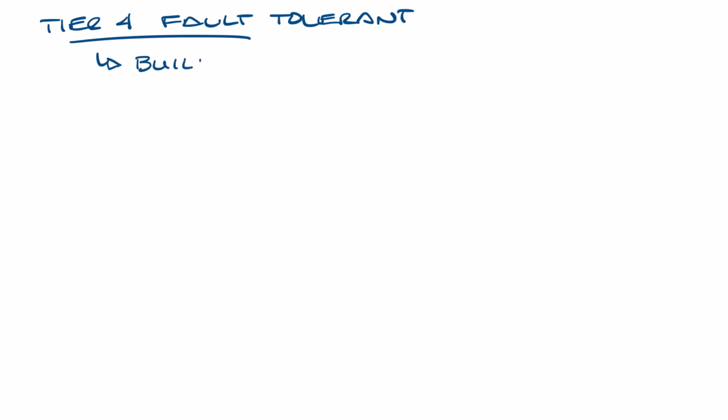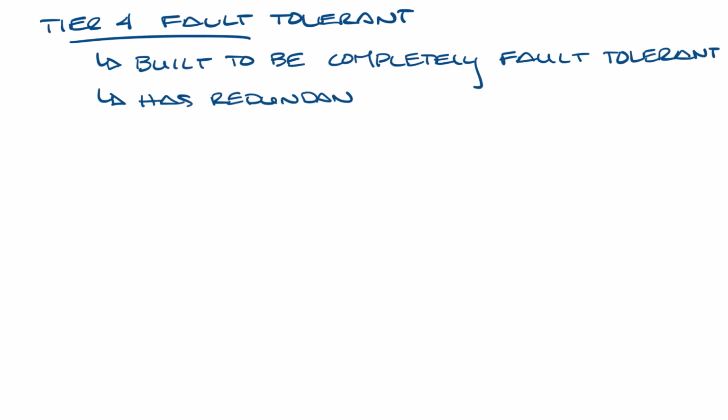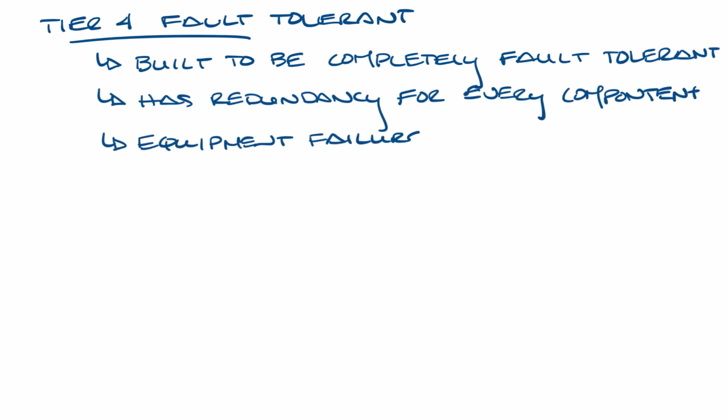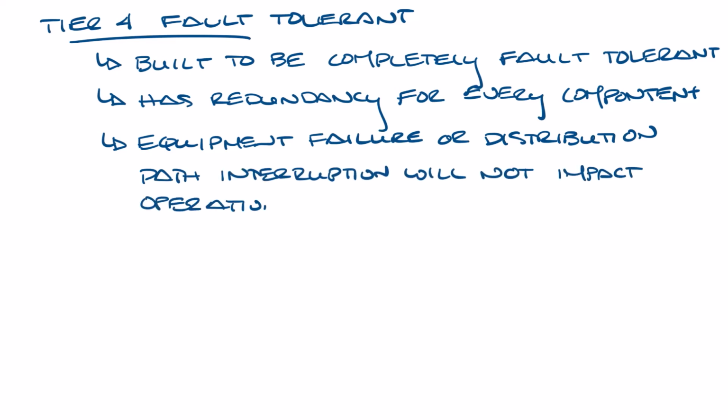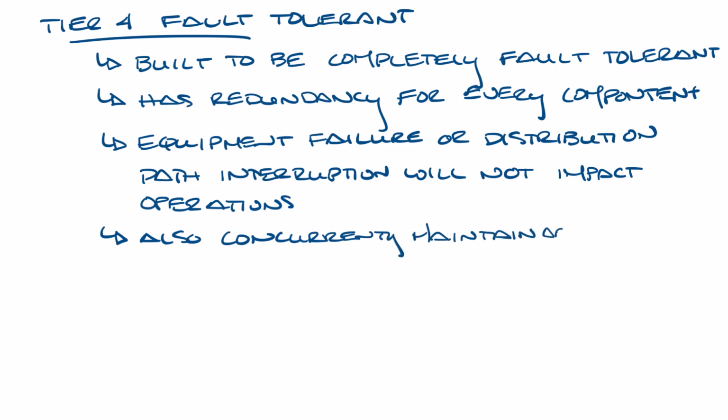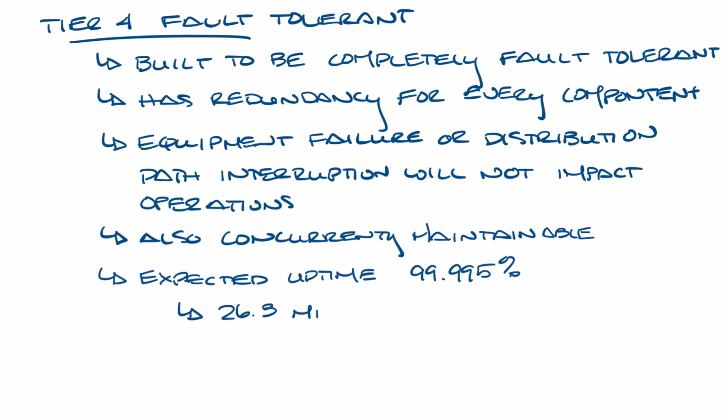Let's move this over and look at Tier 4, fault tolerant. A Tier 4 data center is built to be completely fault tolerant. It has redundancy for every component. An individual equipment failure or distribution path interruption will not impact the operations. A fault-tolerant site is also concurrently maintainable. It has an expected uptime of 99.995%, which is 26.3 minutes of downtime annually.